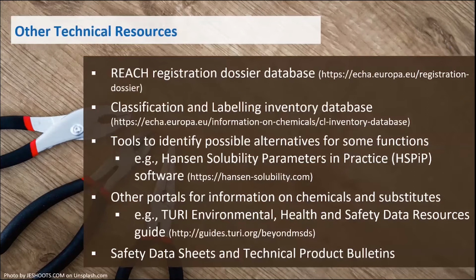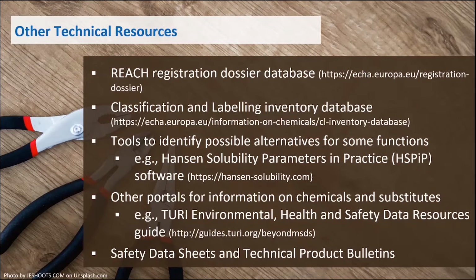There really are a lot of technical resources out there that you can be taking advantage of to try to identify the right solution for your search. The REACH registration dossier database is certainly one example that you may be familiar with. You can search the database for registered chemicals by product category and sector of use. This will give you a list of potential alternative substances.